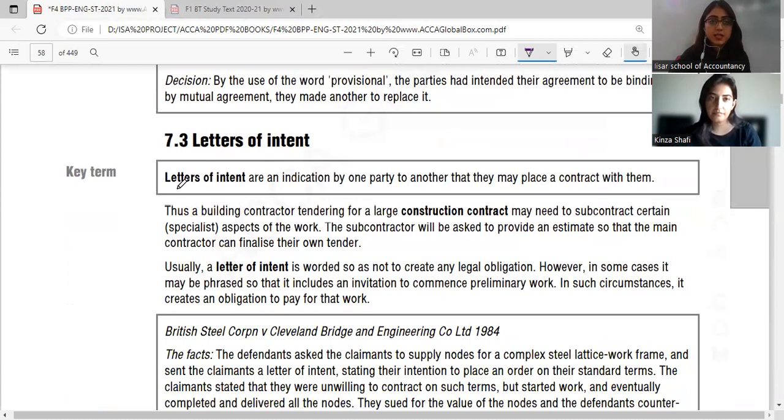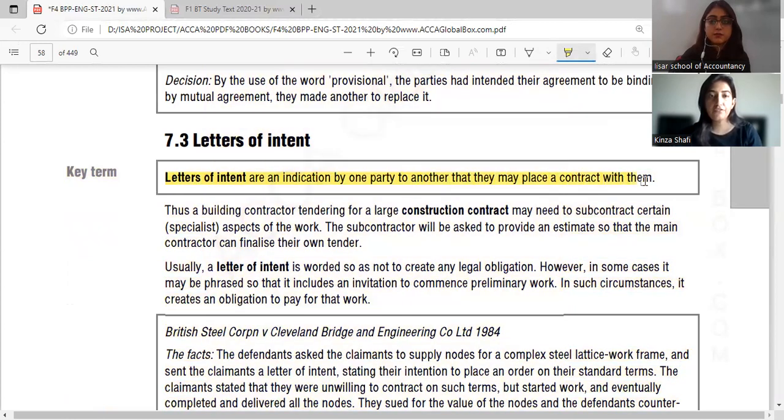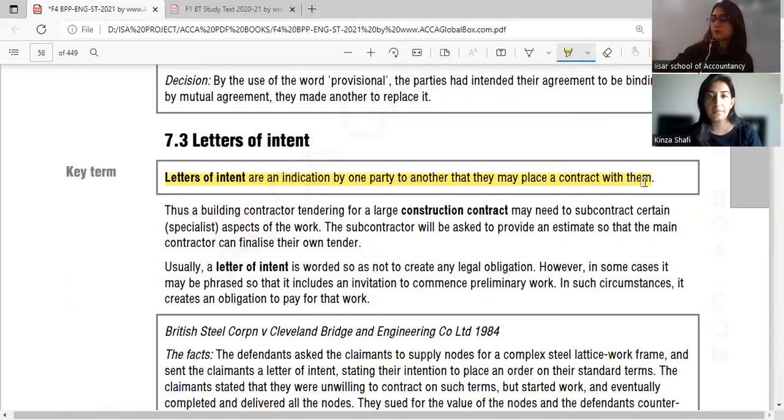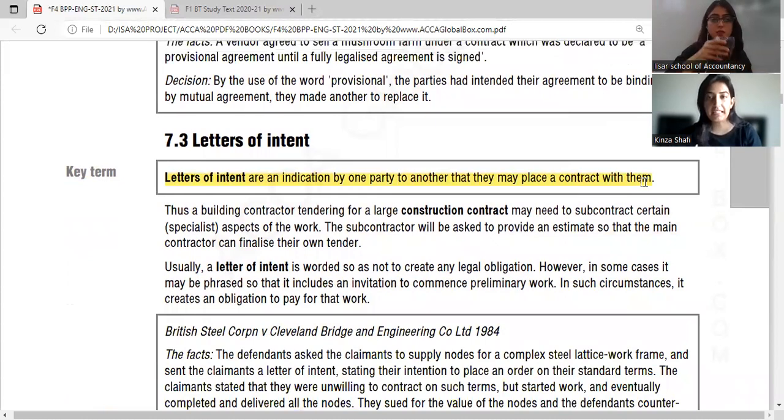Next, letters of intent. Please read. Letters of intent are an indication by one party to another that they may place a contract with them. Okay, it's just like they have not decided, they are just making up their mind. It's just like a standing order, I guess. They have the intention to sign the agreement with you so that you just make yourself available, and then later they will just let you know the final thing. Right, letters of intent are an indication by one party to another that they may place a contract with them.